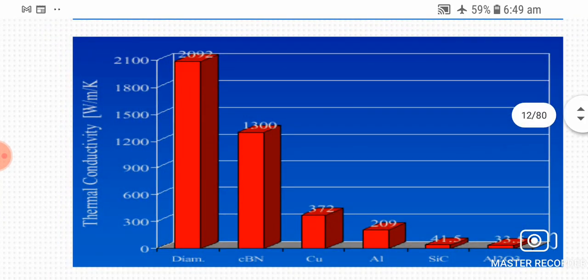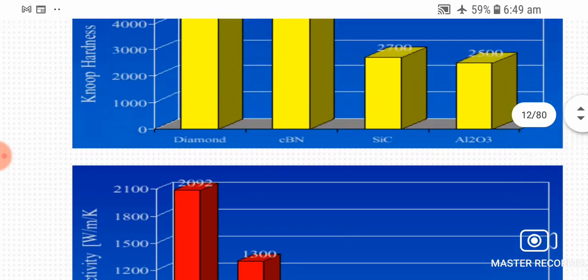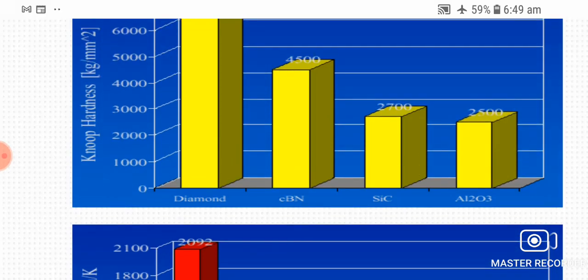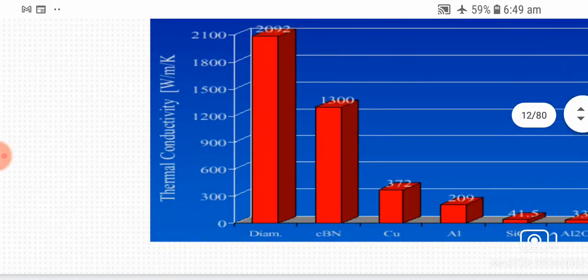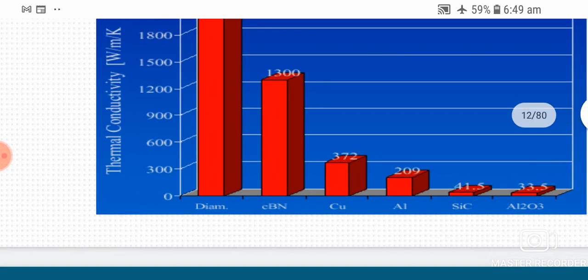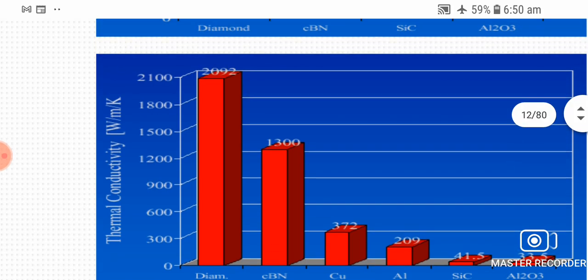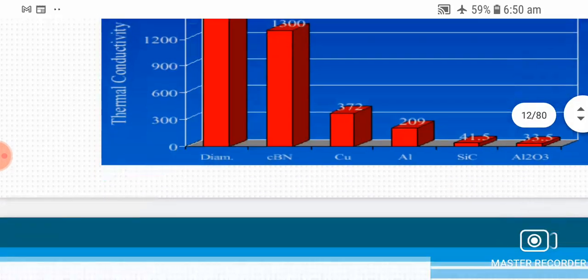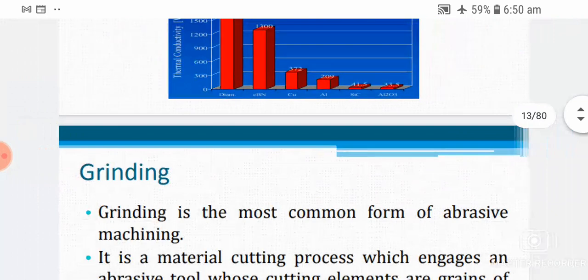Next is the thermal conductivity. First, you have the abrasive hardness. Another one is the thermal conductivity. This is the red color diagram. Aluminum oxide is 33.5, silicon carbide 41.5, aluminum 209, copper 372, cubic boron nitride 1300, and diamond 2092. This is called thermal conductivity.